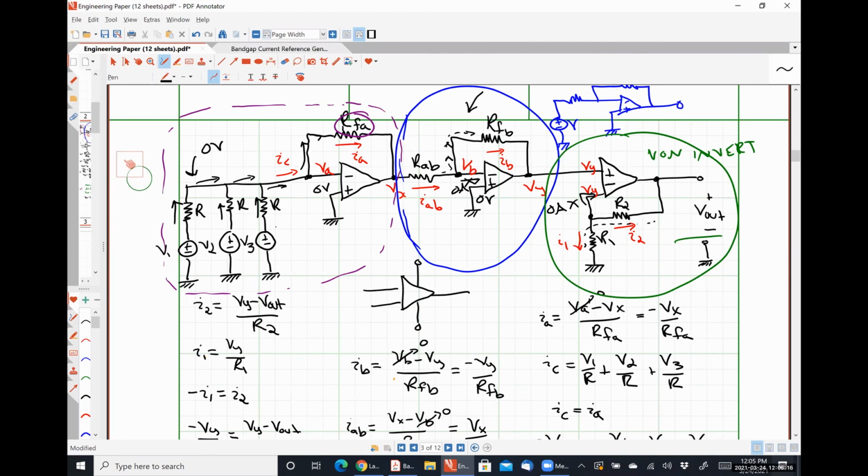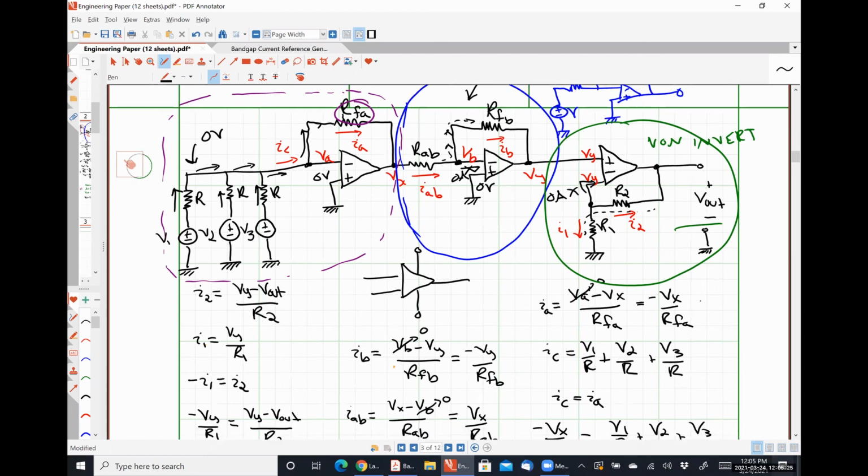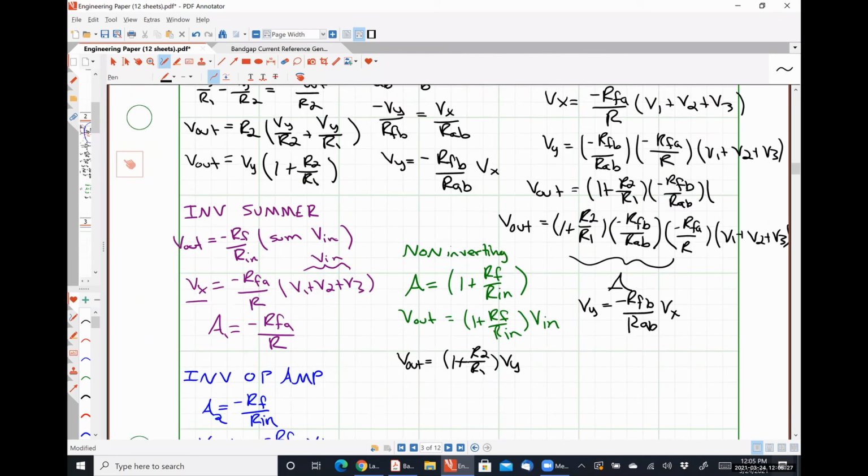And so we need one more for Vx, and that is the output of our summing amplifier, the inputs being V1, V2, and V3. And so we can write our gain equation for that. So Vx equals negative RFA over R times V1 plus V2 plus V3. And so we arrived at the same point we did earlier.